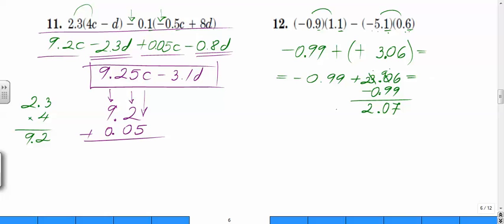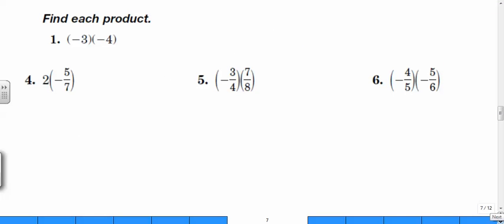And that's why the answer here would be 2.07, and the sign would be the sign of the largest number, which in this case was positive, and that's why the answer would be 2.07. So the answer for problem number 12 is 2.07. Thank you very much. I am done.